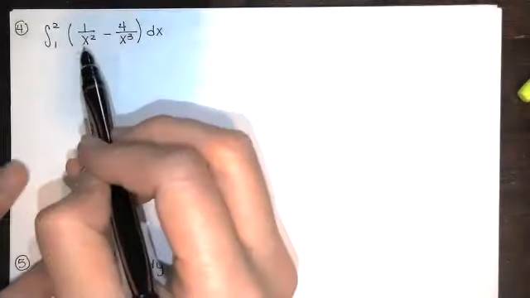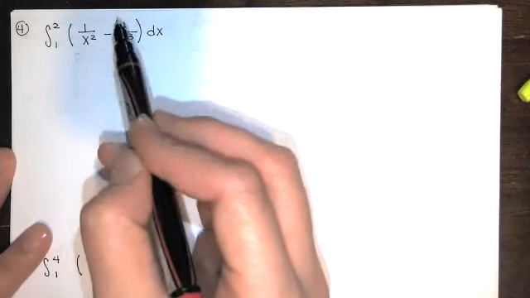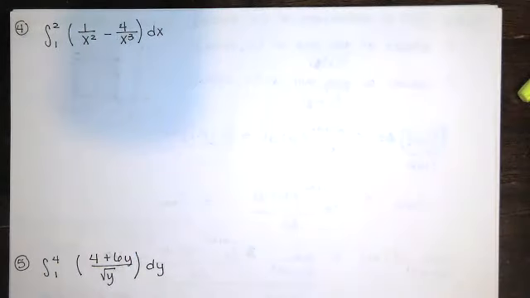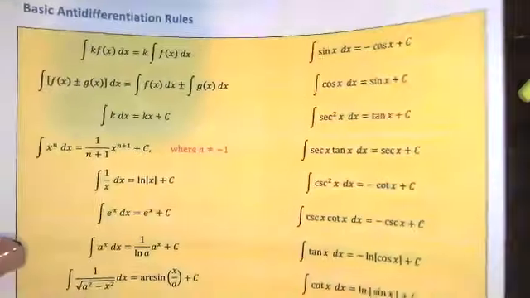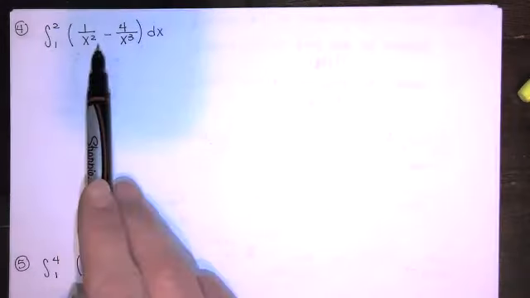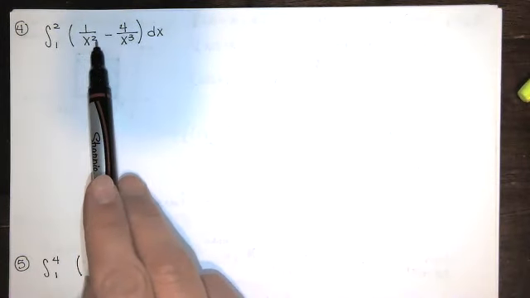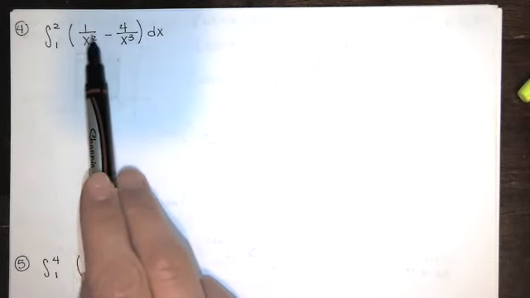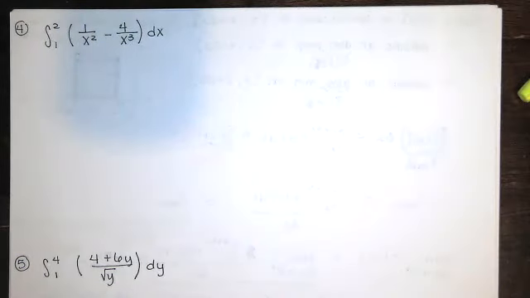Okay, so now let's look at this one. Well, notice that I don't have basic rules for these, not the way they're written, but I can rewrite them so that I can use my power rule. If you have an x in the denominator and that power is anything other than a 1, you need to bring that x up to the numerator so that you can use the power rule.